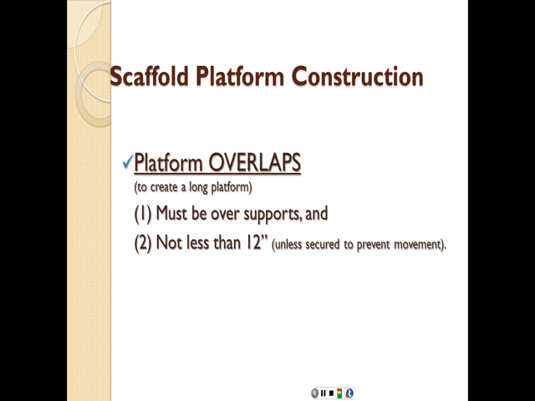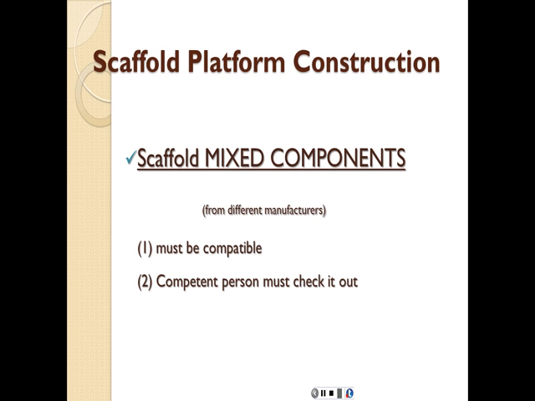If you want to create a longer platform and you want to overlap the boards, as we agreed before, we must have this overlap happen over the supports and not less than 12 inches of overlap between the different boards. If you're going to use mixed components from different manufacturers, they must be compatible, and the competent person must check it out to make sure that these components can work together.